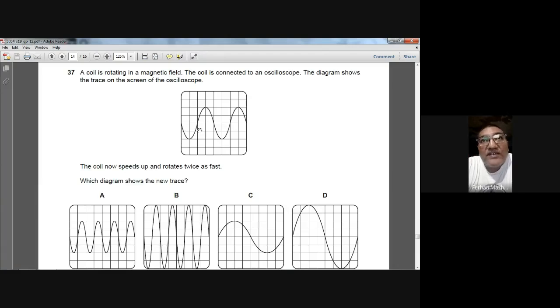And what is the amplitude of the wave? From the mean position, it is going 2 squares up. So amplitude is 2. Or from the mean position, it is going 2 squares down. So the amplitude is 2. So when you increase the speed of the rotation double, the amplitude should become 4. Before it was 2 squares, now it should become 4. And the frequency should also become double. So now in the same display, you should have 4 complete waves. And the amplitude of those waves should be 4.